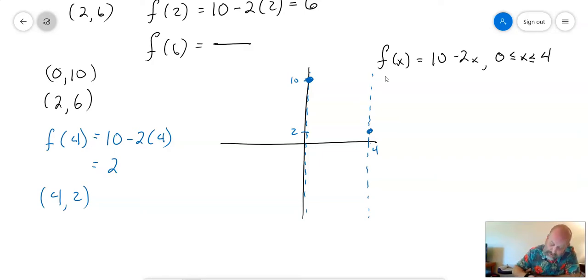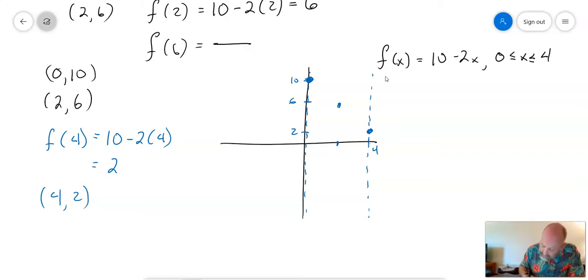And we can actually double check this point 2, 6, right? If 2 should be halfway here. If I go up here, that's a little over halfway. That's the point 6. So you can actually use that other point as a checkpoint if you wanted to.